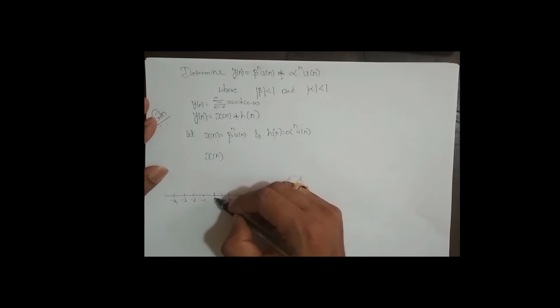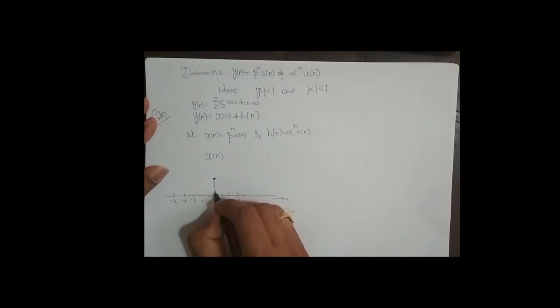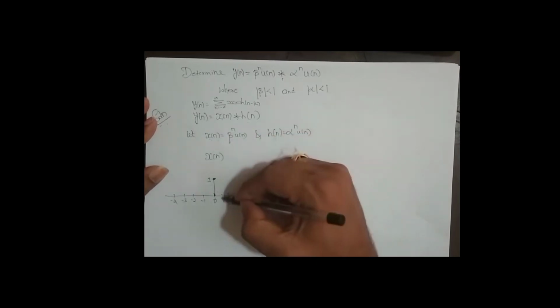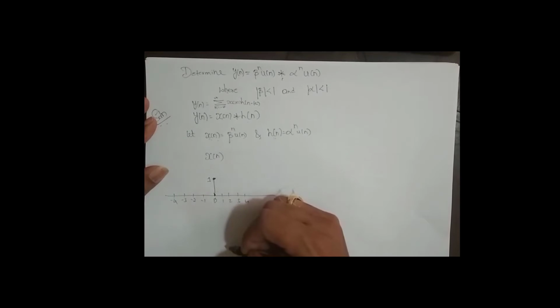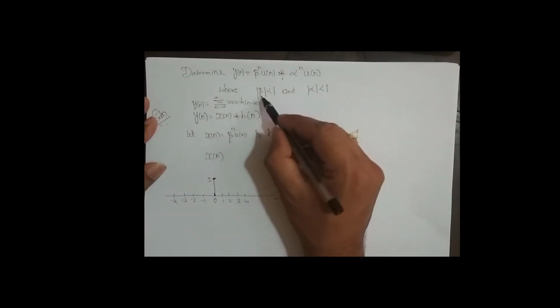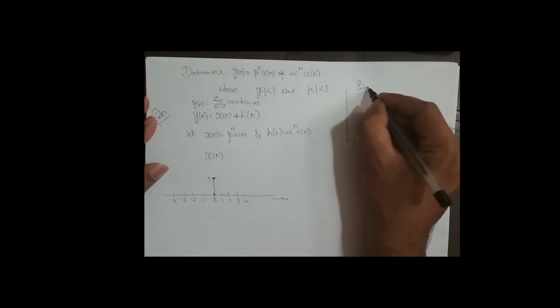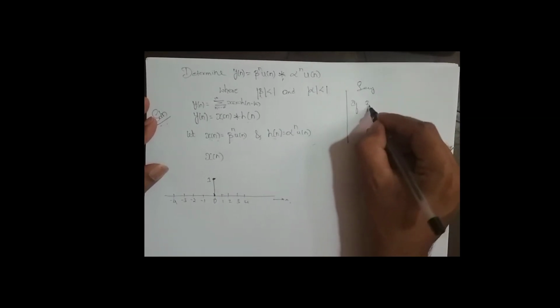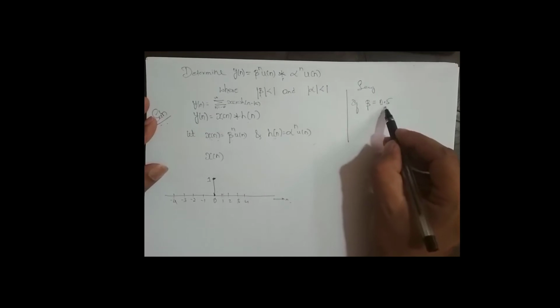Now when n equal to 0, what is beta to the power 0? It is 1. Anything to the power 0 is 1. And when n equal to 1, what is beta to the power 1? Is this greater than 1 or less than 1? It has to be less than 1. Why? Because magnitude of beta is less than 1. So say if beta is 0.5, I assume beta is 0.5 because magnitude of beta is less than 1.